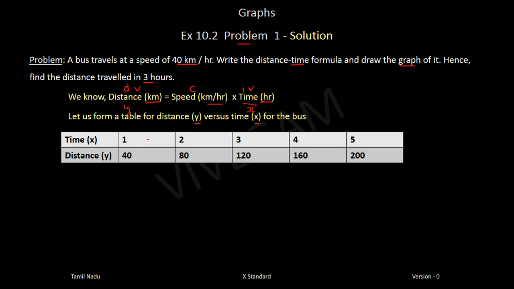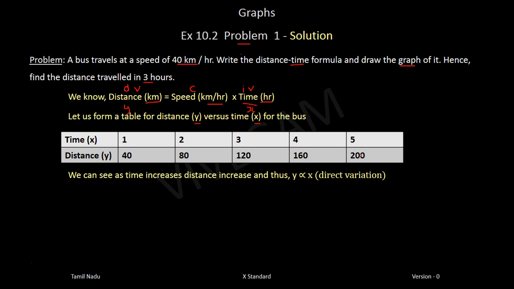Now form the table. So let's take 5 values: 1 hour, 2 hours, 3 hours, 4 hours and 5 hours. Okay, and so what will be the distance as per this formula? Distance is speed into time, so distance is 40 into time. So 40 into 1 is 40, 40 into 2 is 80, 40 into 3 is 120, 40 into 4 is 160, 40 into 5 is 200. So this is the table, right?